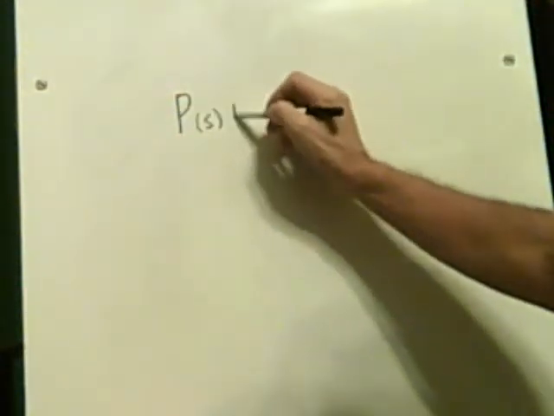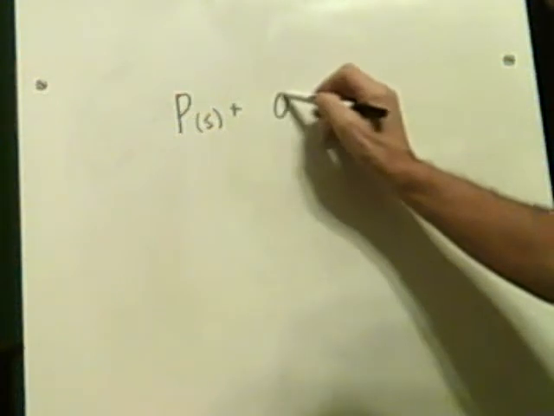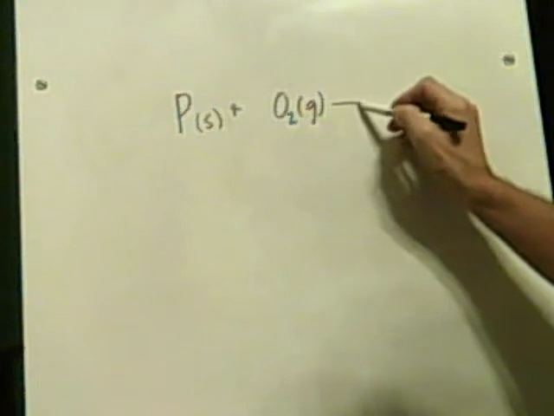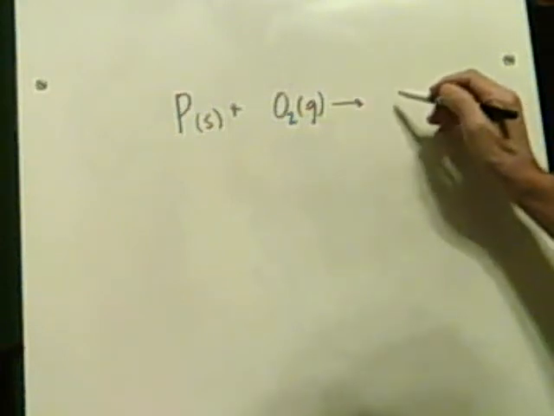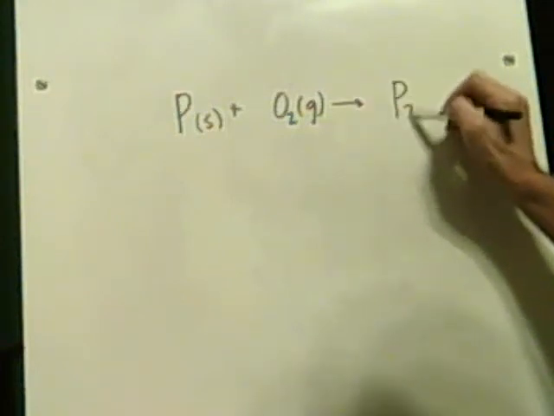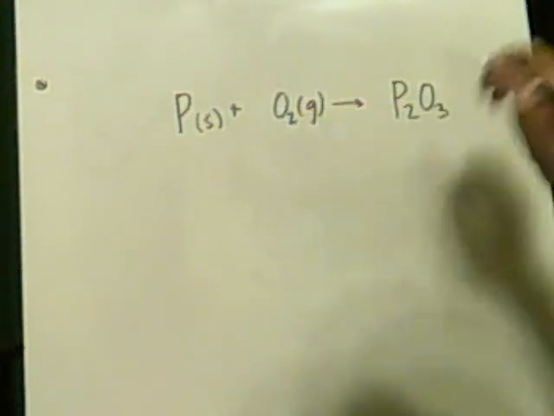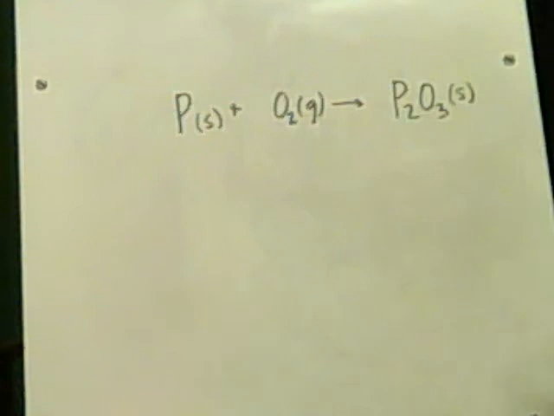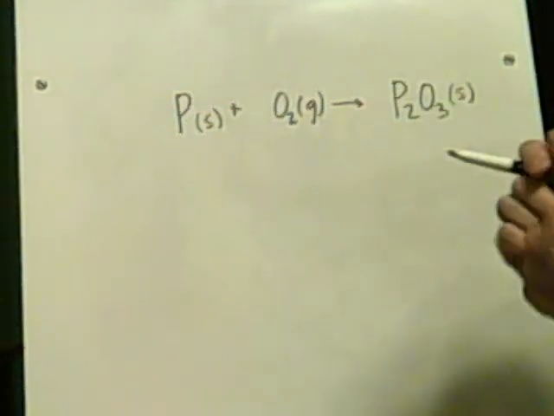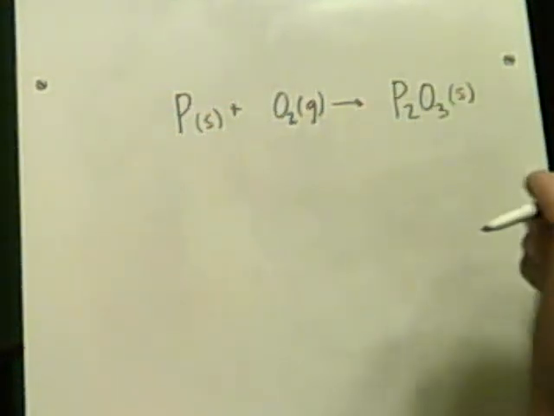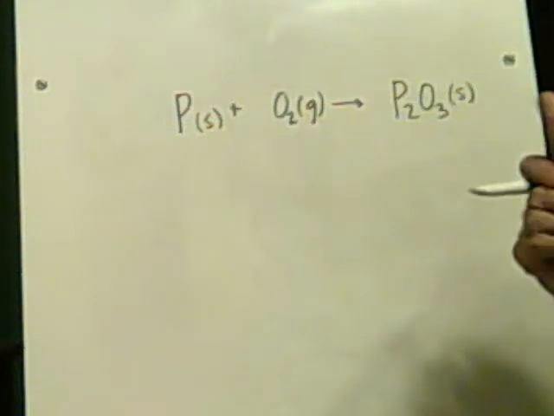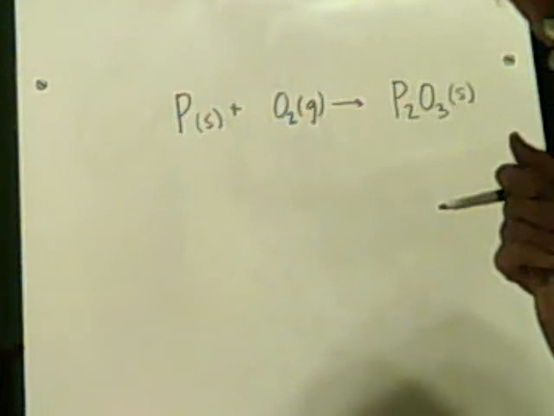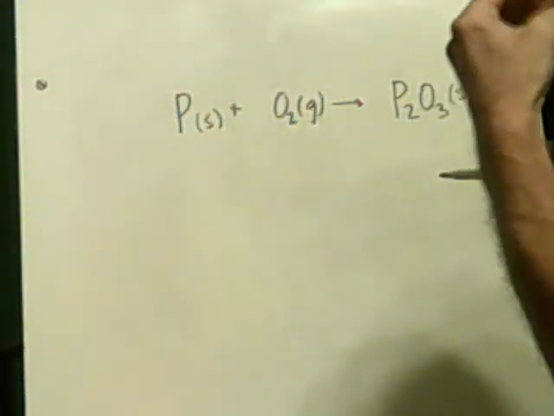That's phosphorus, solid, plus oxygen as a gas, reacts to form P2O3, okay? And we're not going to get into what these are called, but that's an oxide. Some oxide of phosphorus.